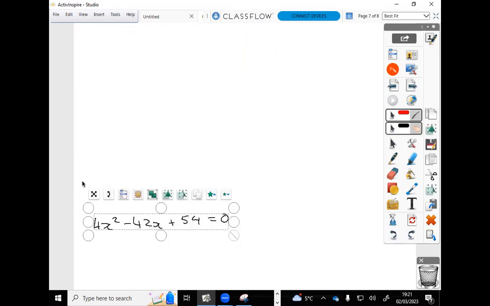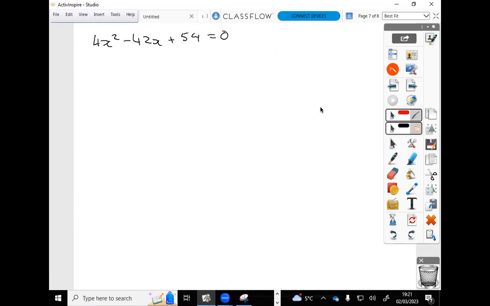Okay, so we want to solve that and find a value of x that makes sense. That's really important. Now, looking at the numbers in there, I'm not going to try my CDT. So I'm going to go straight for x equals negative b plus or minus root b squared minus 4ac all over 2a.